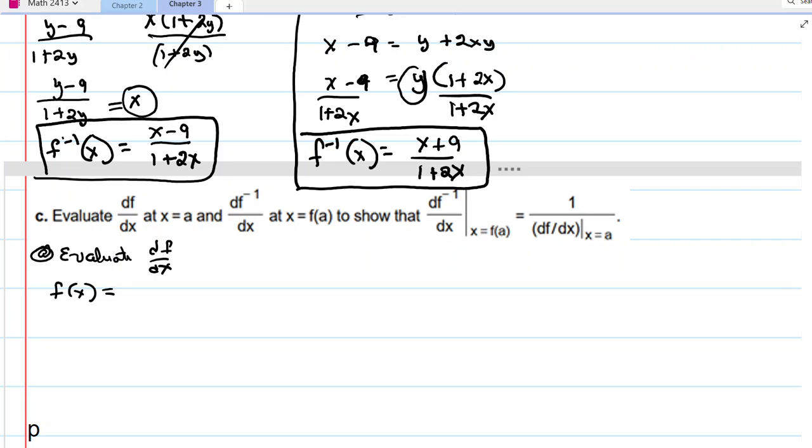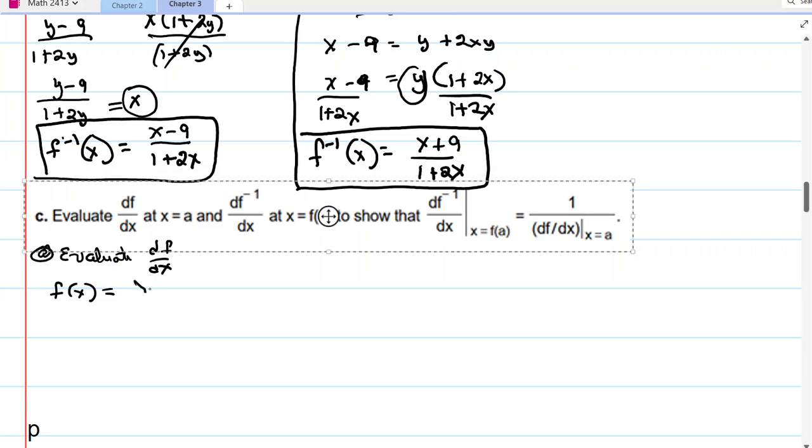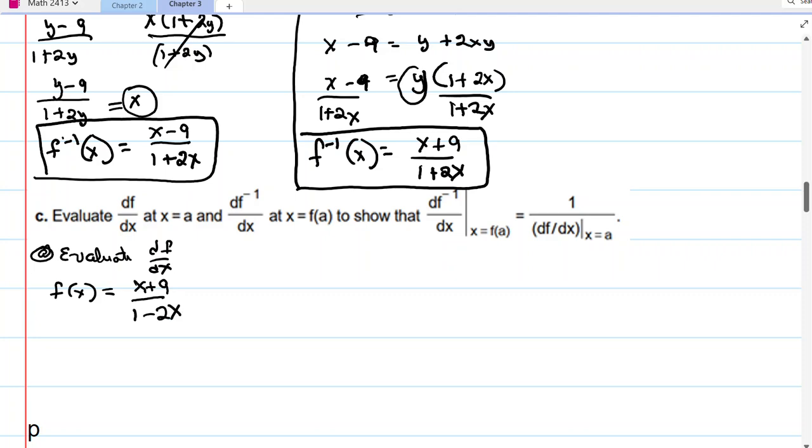All right, now that I did that. Our function is x plus 9 over 1 minus 2x. This is our original function. So we want df/dx, which is a quotient rule. The derivative of x plus 9 is 1 times the bottom, minus the derivative of the bottom times the top, all over the bottom squared.